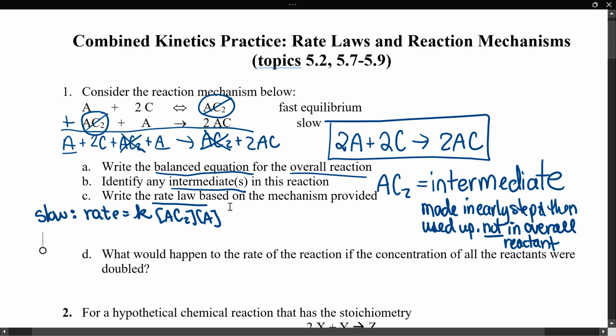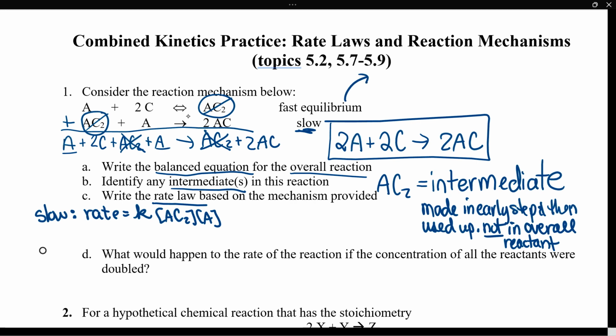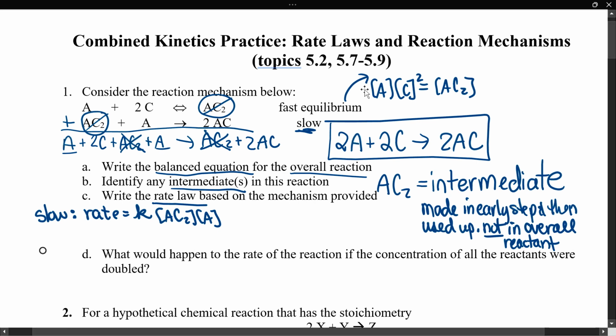But I should notice I just said that AC2 is an intermediate, and I can't have an intermediate as part of my rate law. Whenever I have an intermediate in my rate law, which usually happens if the second step is the slow step, what I do is I define the intermediate in terms of the reactants in the previous step. So if you look back at this first step, I'm going to write a little equality here. In the first step, in order to make AC2, I combine 1A and 2 C's. You can think of this as the equation for this first step. So 1A and 2 C's makes 1AC2.